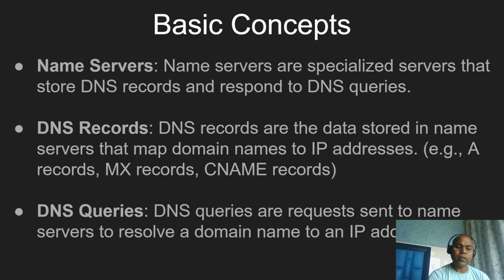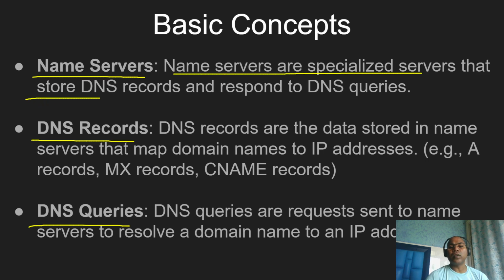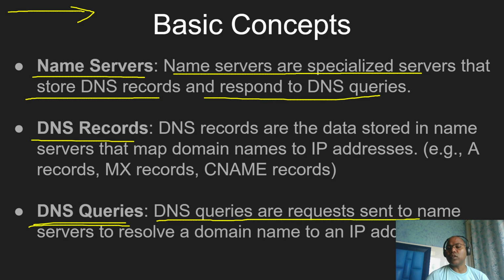And these are some basic terms we should also understand when we talk about DNS. We have name servers, DNS records, and DNS queries. A name server is a specialized server that stores DNS records and responds to DNS queries. So whenever you say, hey, I need example.com, you are firing one query. DNS queries are requests sent to the name server to resolve the domain name to an IP address. So I say, hey, this is my domain name, I want the IP address. This is a DNS query. The DNS query talks to the DNS, your name server.